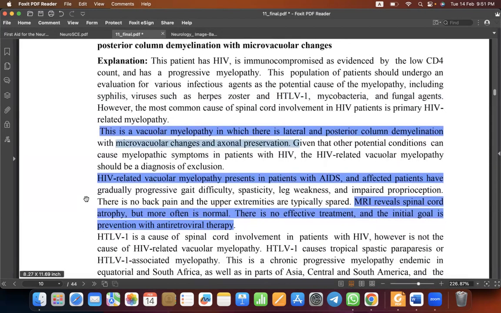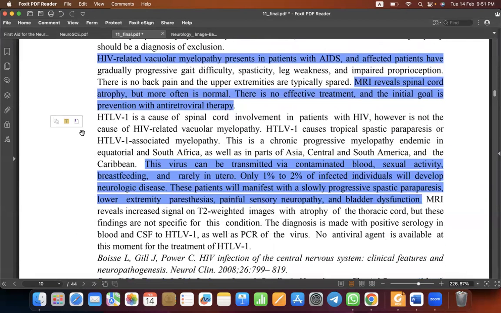In HIV-related vascular myelopathy, patients with AIDS, the affected patient has progressive gait difficulty, spastic weakness, impaired dorsal column function. There should not be any back pain, and the upper extremity will be spared. Okay, human T-cell lymphotropic virus is a spinal cord involvement. It can be present in HIV, but it is not causing the vascular myelopathy, and it typically causes spastic paraparesis. Spastic paraparesis will be the most important factor, and the sensory involvement is not that common. Whenever it is present, it will be painful, and the patient will have some bladder dysfunction as well.